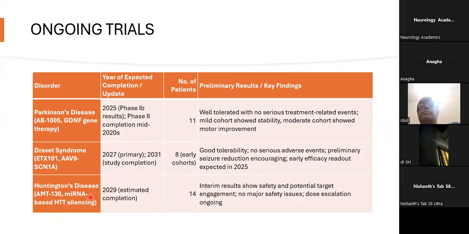Another therapy that has come up in Huntington's disease is an miRNA-based HTT silencing gene therapy, that is, Huntington gene silencing therapy, which is expected to be completed in 2029. The interim results show safety and potential target engagement with no severe safety issues or dose escalation. And currently dose escalation is ongoing in this therapy.